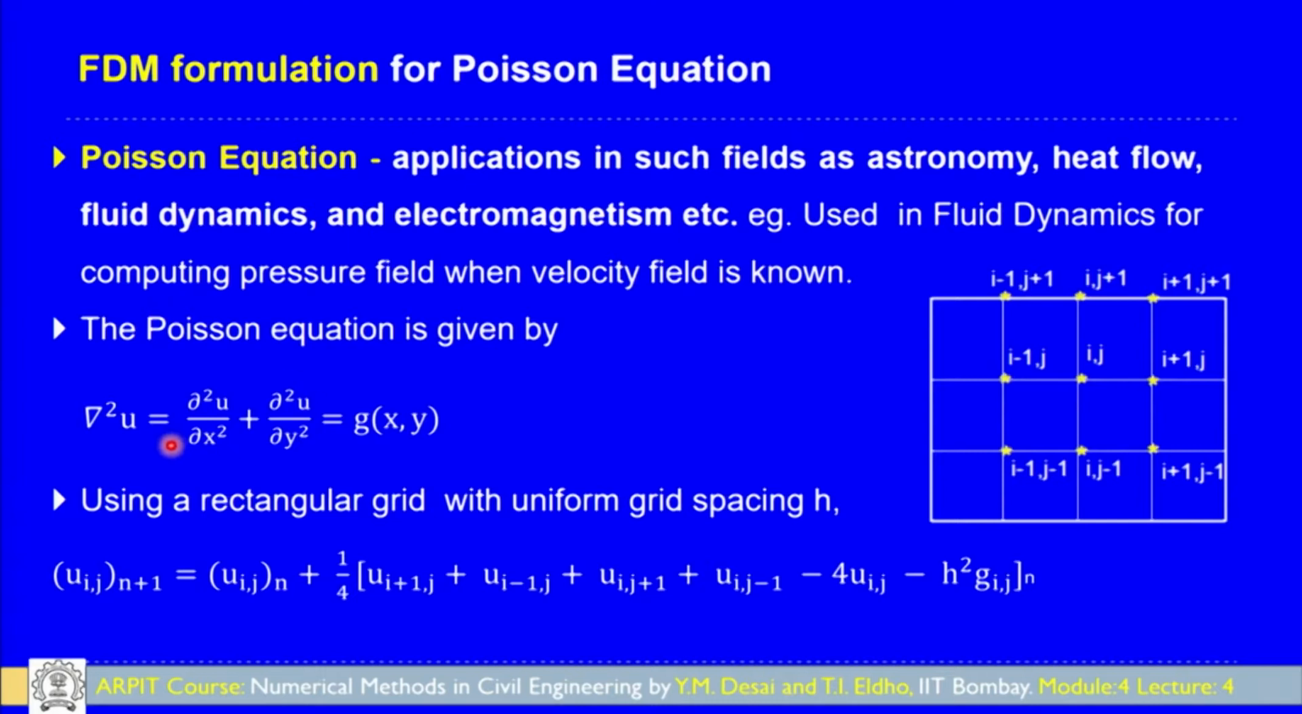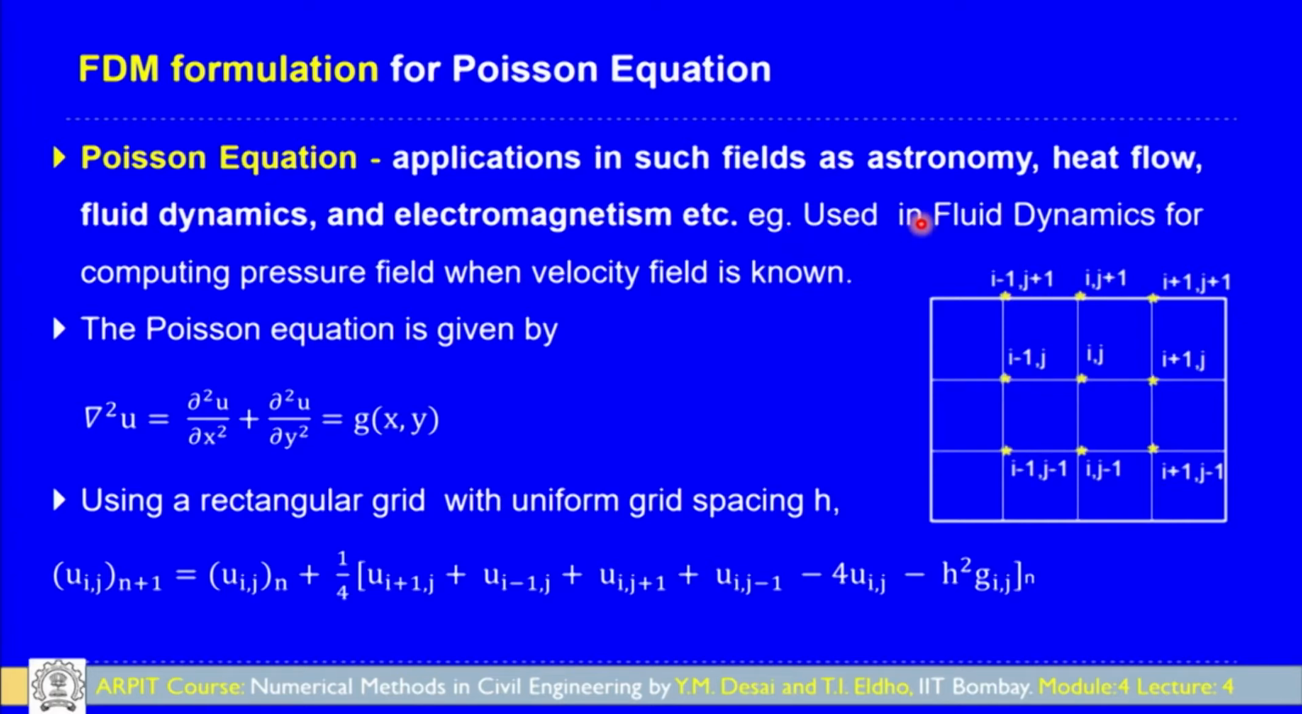function on the right hand side. The typical Poisson equation, in 2 dimensions, is del square u by del x square plus del square u by del y square is equal to g x y, where g is a function of x and y, or it can also be a constant, depending upon the problem. The Poisson equation has a number of applications in fields such as astronomy, heat flow, fluid dynamics, electromagnetism, etc.